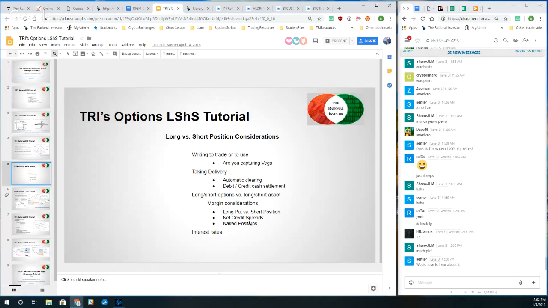We talked a little bit about naked positions. Having a naked call position is extremely dangerous. In essence, it has unlimited loss potential.